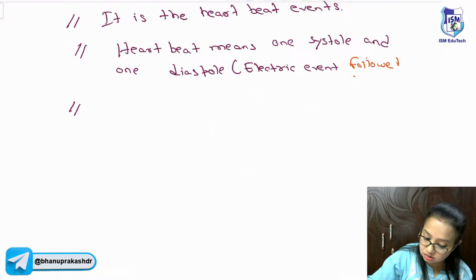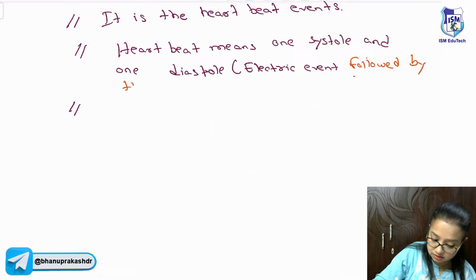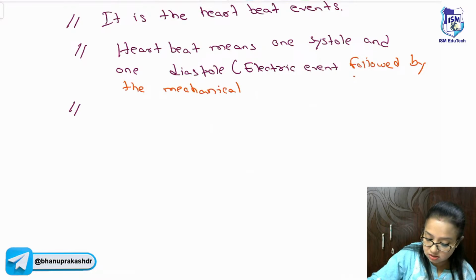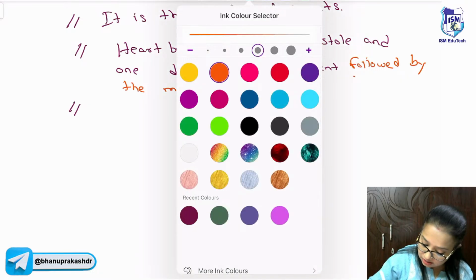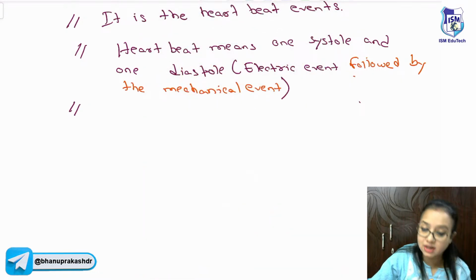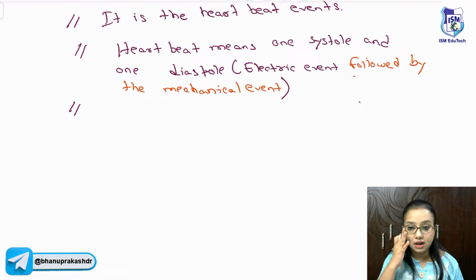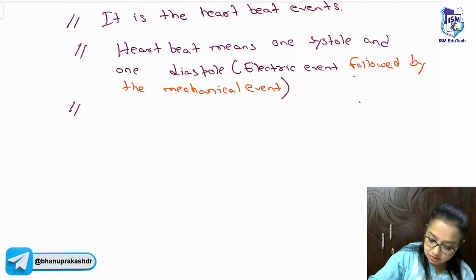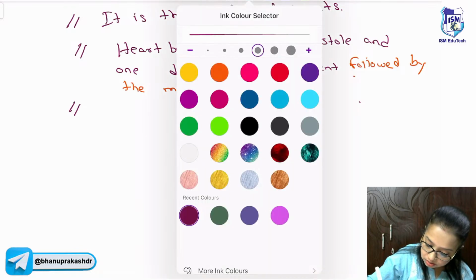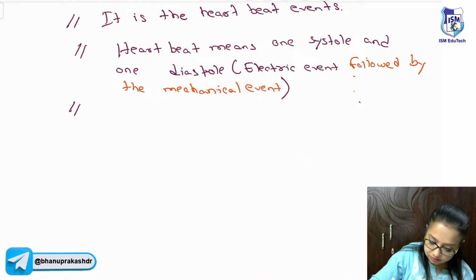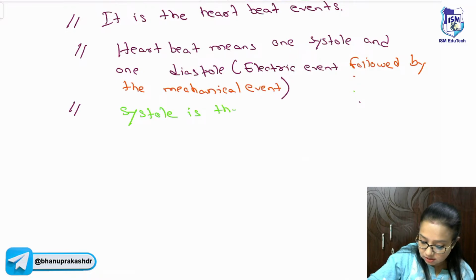followed by the mechanical event. Okay. Now, when this electric event is followed by the mechanical event, that is systole and diastole, in simple terms, we can also write that systole is the contraction of heart.